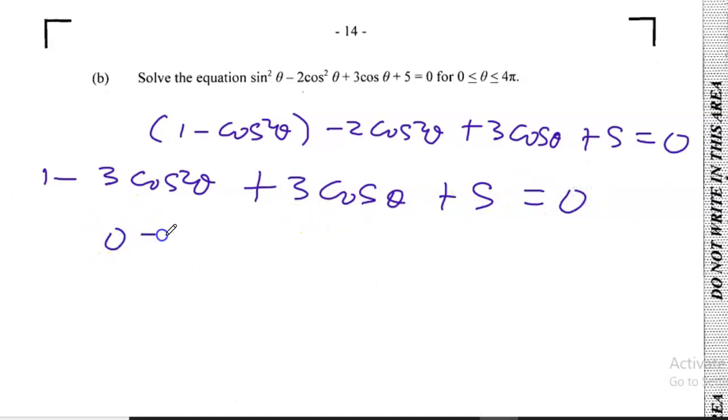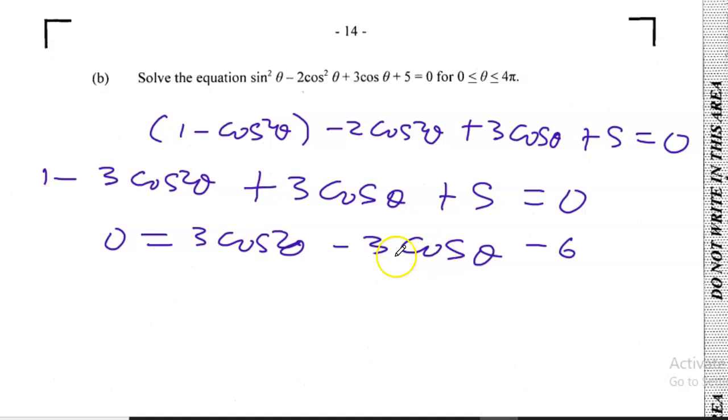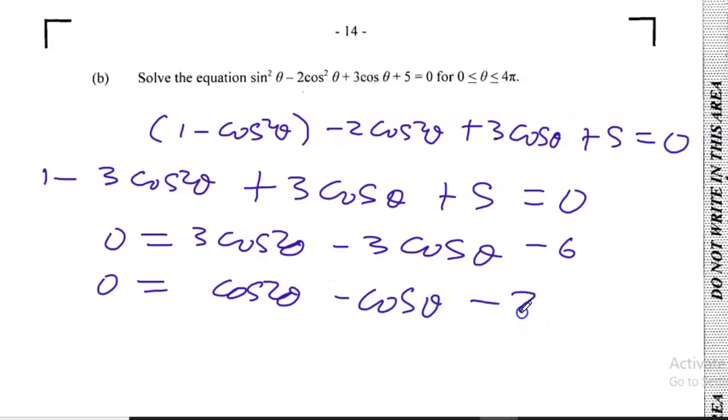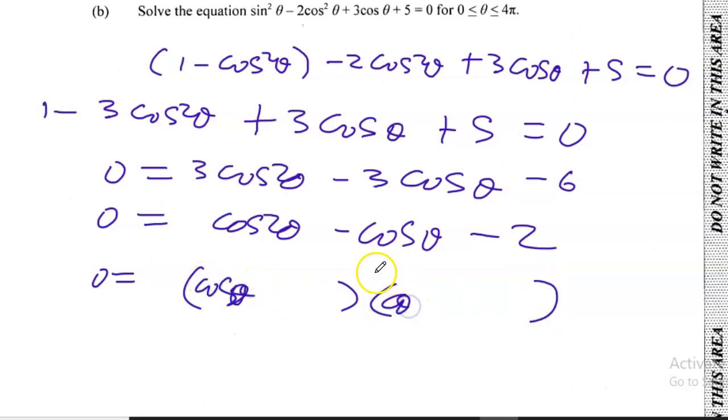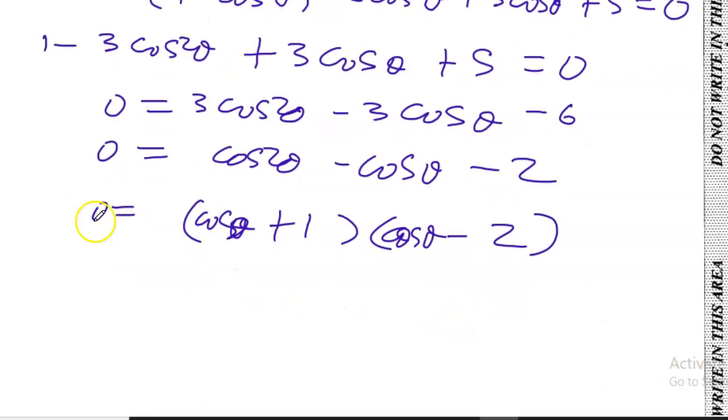I'll group everything on the right hand side. So I have 3 cos square theta minus 3 cos theta, and then 6, that's minus 6. Alright, divide each term by 3. I end up with cos square theta minus cos theta minus 2. And if we factorize, so cos theta minus 2, plus 1. Equate both brackets to 0 and solve.